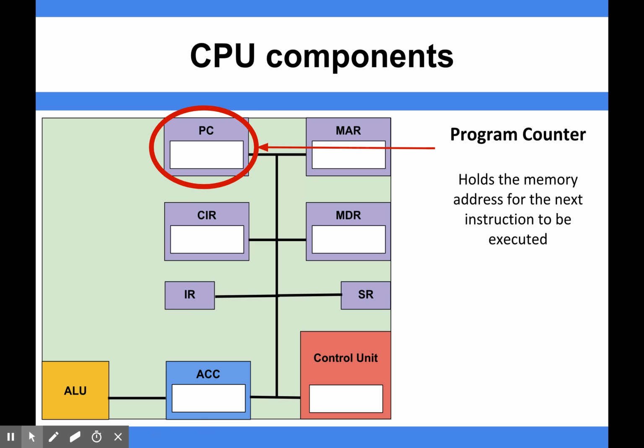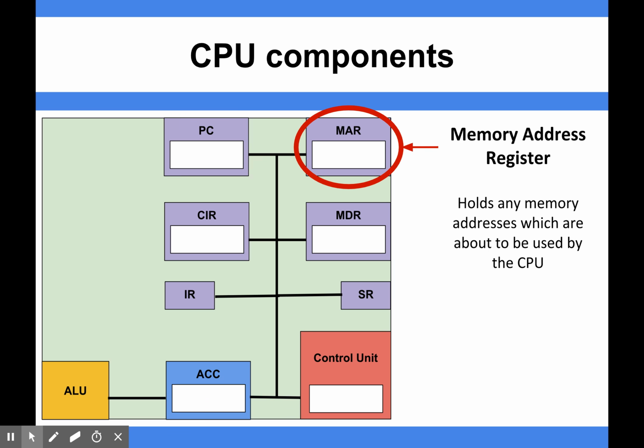So the first one is your program counter. This holds the memory address for the next instruction you are going to execute. Okay, you'll understand all of these components in a lot more detail if you watch the fetch execute cycle video, because it will talk you through how they're all used. So the program counter holds the memory address for the next instruction to be executed.